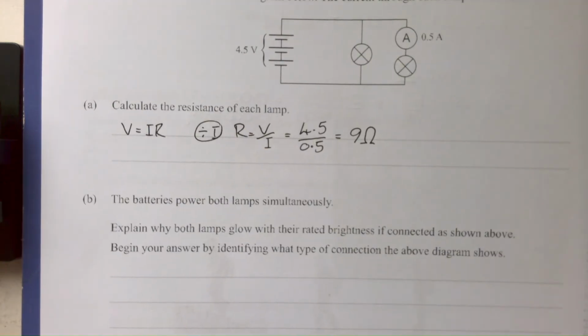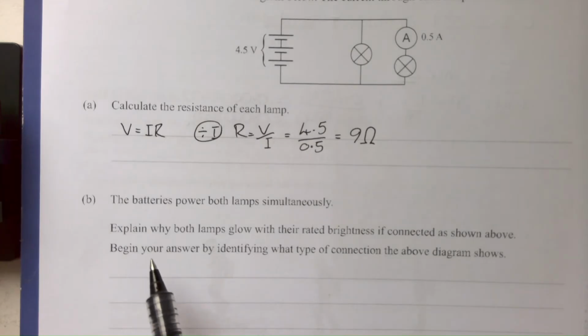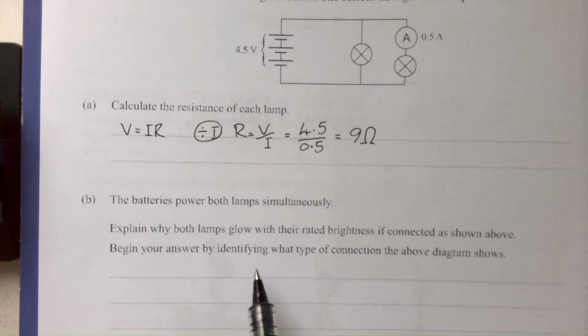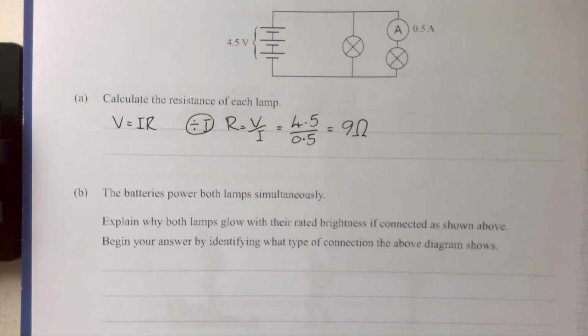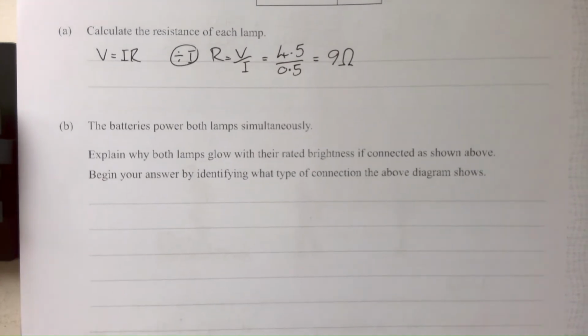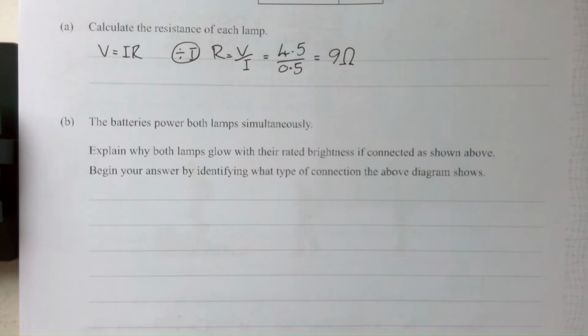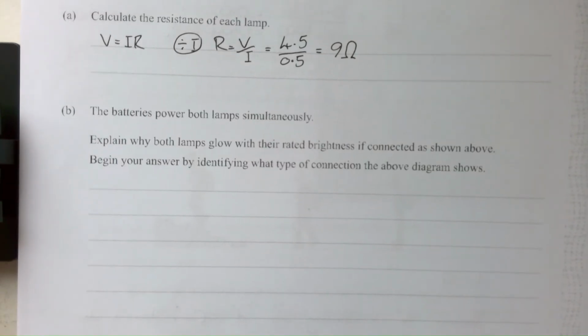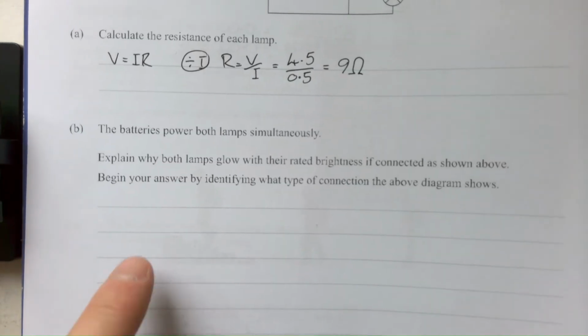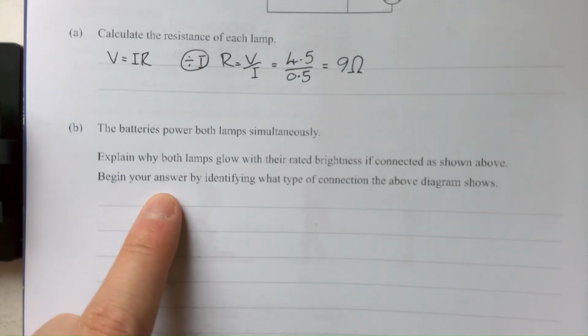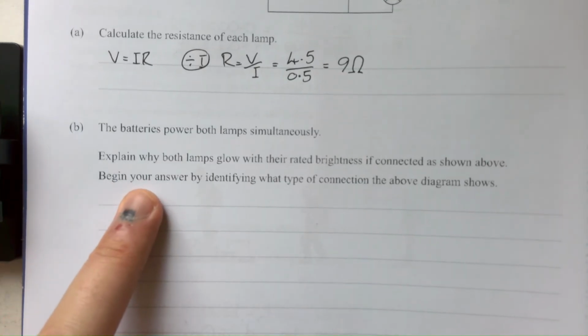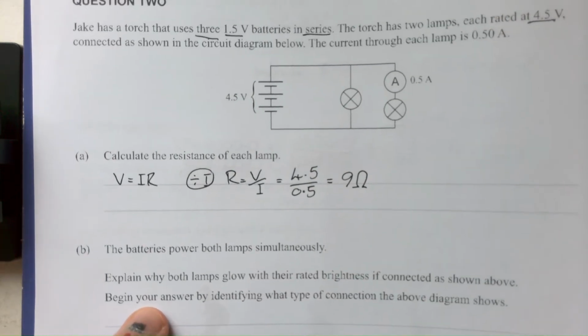Part B. The batteries power both lamps simultaneously. Explain why both lamps glow with their rated brightness if connected as shown above. Begin your answer by identifying what type of connection the above diagram shows. So, it's giving you a bit of a clue here as to what you need to talk about.